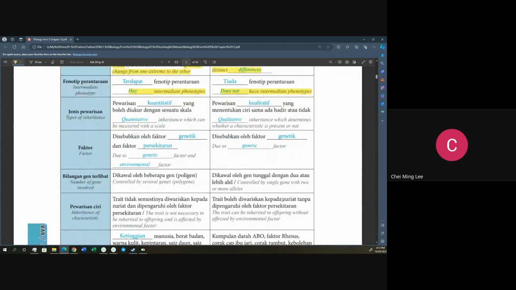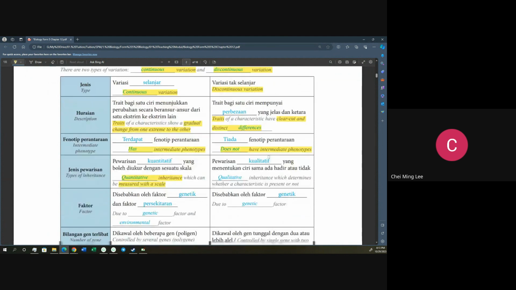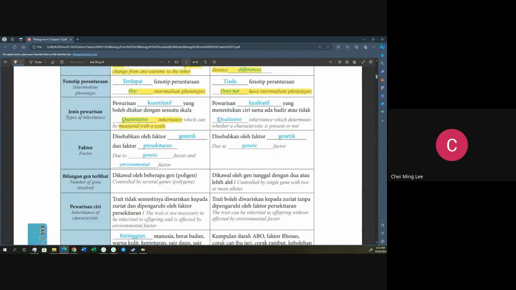So for the types of inheritance, continuous variation is a quantitative inheritance, which we can measure with a scale. While discontinuous variation is a qualitative inheritance, which determines whether a characteristic is present or not. Like I say, the skin is fair or dark. It's an inheritance that comes with only two or three choices like that.